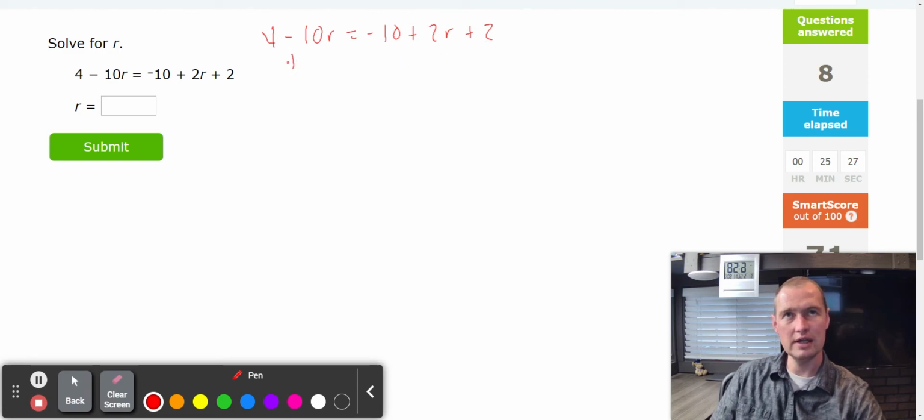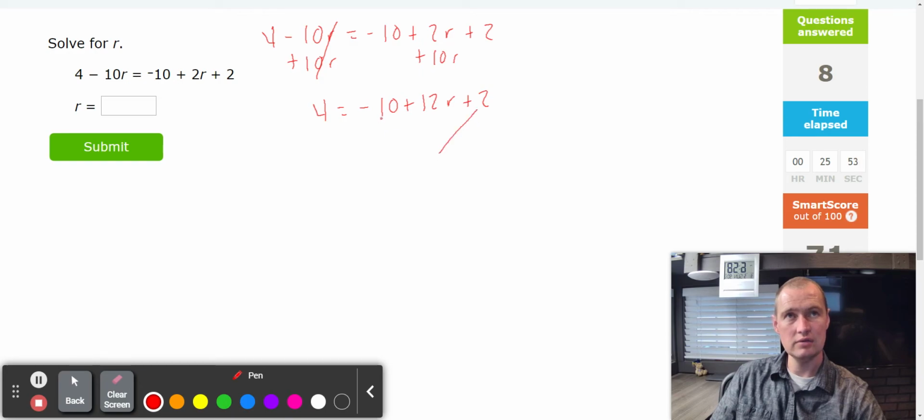Well, let's get the r's on the right side. So I'm going to add 10r to the left side. And whatever I do to the left side, I need to do to the right side. So plus 10r. The r's eliminate because they're opposite. So I got 4 equals negative 10 plus 12r, because 2r plus 10r is 12r, plus 2.